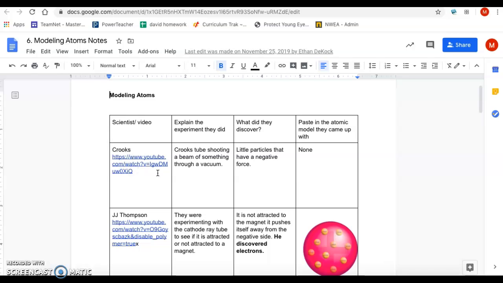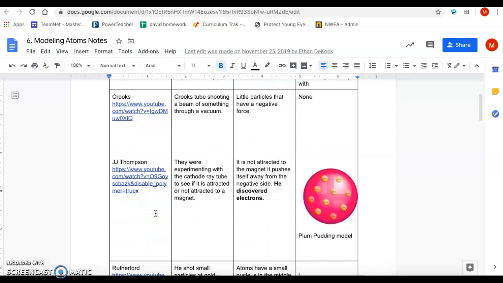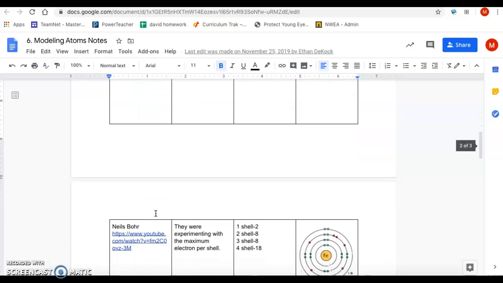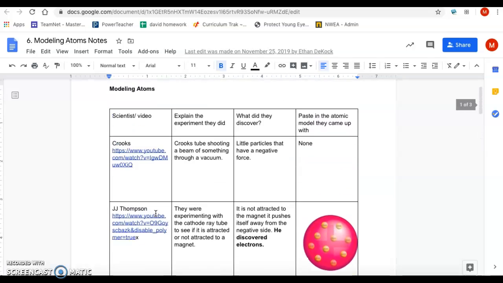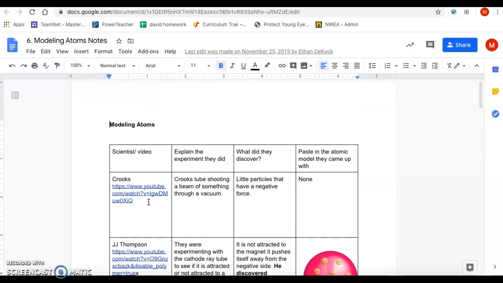start them off. So one group took a look at Crookes, watched the video, and did some research on it. Another group, J.J. Thomson, Rutherford, Niels Bohr, and I guess that's all the groups that I did. They took a look at the video. They had to figure out the experiment or what they did, what they discovered, and how that contributed to the atomic model or what the current atomic model that they came up with is.